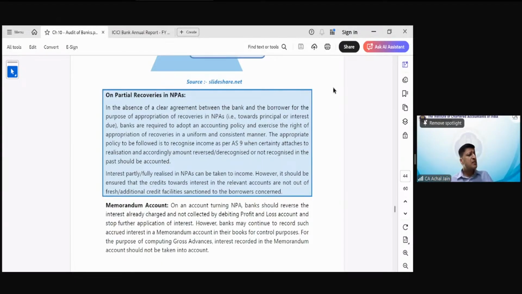Next, memorandum account. Now, what is this memorandum account? Again, it's an interesting concept for you. Let's try to understand it. On an account turning NPA, banks are required to reverse the interest which is already charged, because that will be recorded on cash basis. However, banks may continue to record such accrued interest in a memorandum account for control purposes.